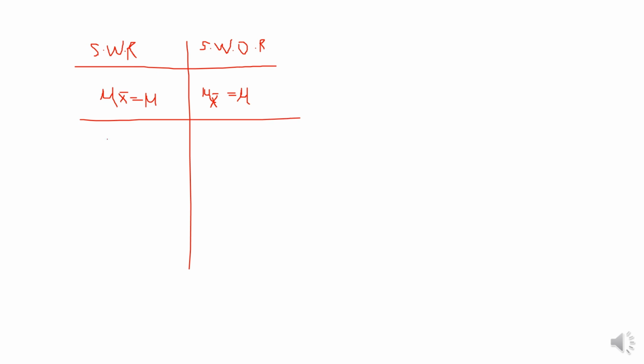The next one is sigma square x bar. For sampling with replacement we have the population variance sigma square divided by small n, and for sampling without replacement we have sigma square x bar equals sigma square by n into capital N minus small n, whole divided by capital N minus 1.